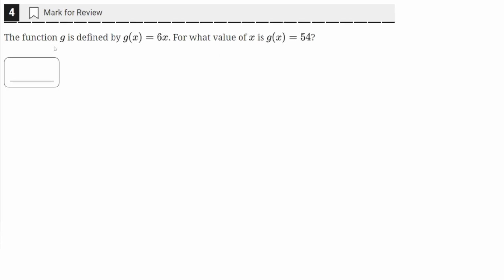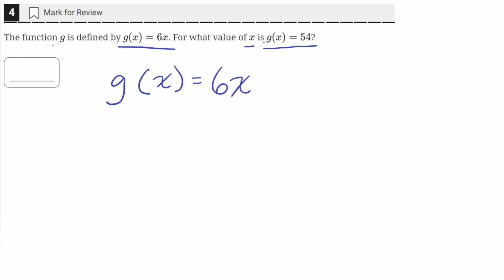The function g is defined by g of x equals 6x. For what value of x is g of x equal to 54? Okay, so we have that g of x is equal to 6x. And we want g of x to equal 54. So we'll set g of x equal to 54, and we need to solve for the value of x that gives us 54. So we'll just set them equal to each other and solve for the value of x.